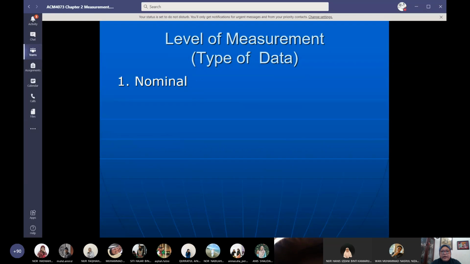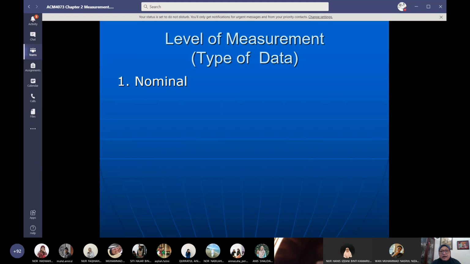Let's look at the level of measurement. As I said earlier, there are 4 levels of measurement. Some call it type of data. What type of your data is? You may ask about age, you may ask about salary, you may ask about what we call level of education, you may ask about your hometown, where do you come from originally.